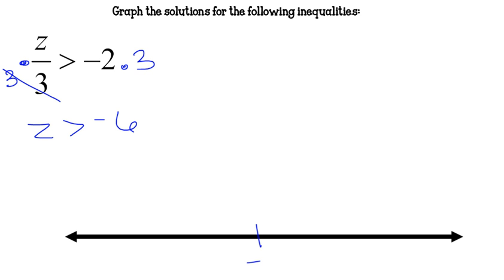So I come over here and I do -6, -7, and -5. Pick a new color and do an open circle at -6. Shade it to the right.